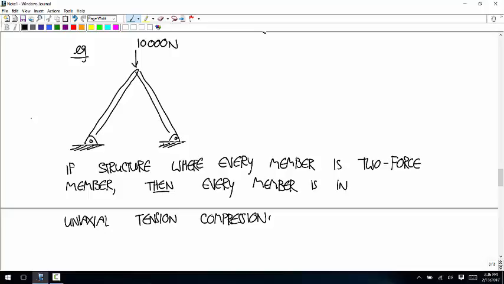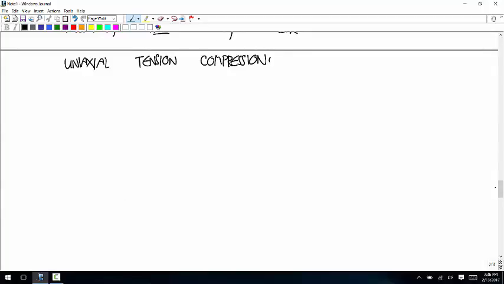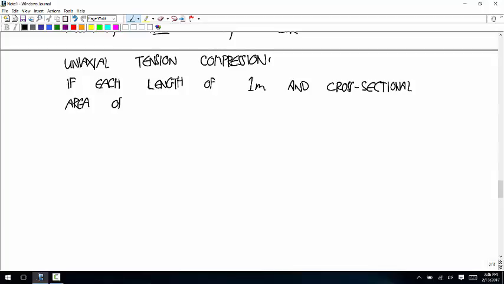Okay, so let's say each member has a length of 1 meter and a cross-sectional area of, let's say, 0.5 times 10 to the minus 4 meters. What are the stress tensors for each member?